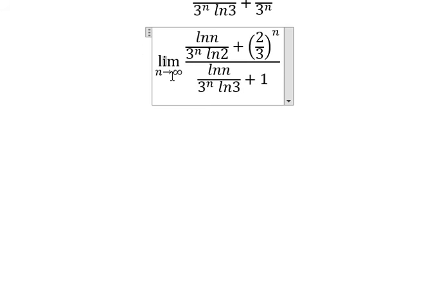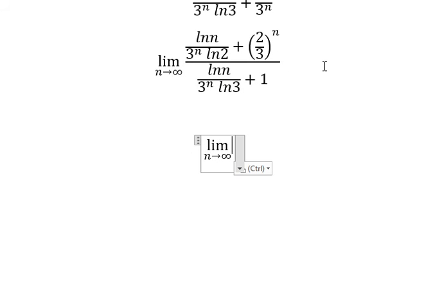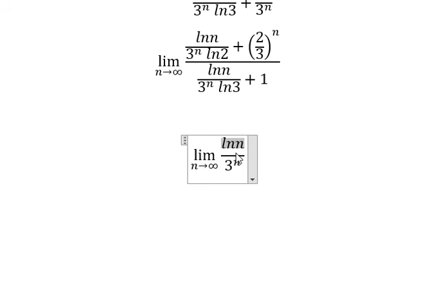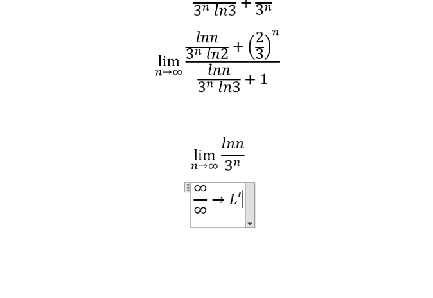So we just find about the limit of n approach to positive infinity of n over number 3 to the power of n. So we see that when n approach to positive infinity, this one will go to positive infinity. This one will go to positive infinity. So we have infinity over infinity. So we can use about L'Hospital.